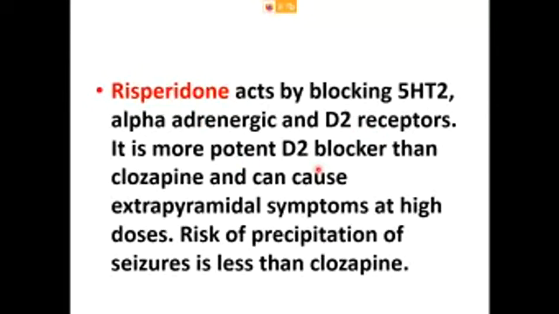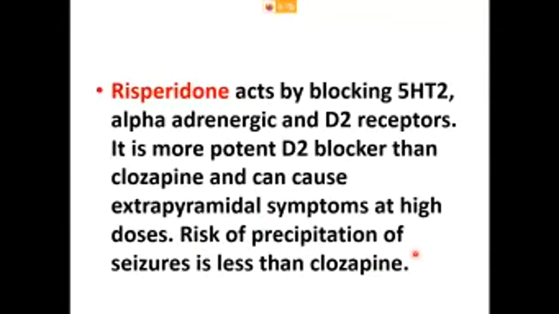Okay, the only atypical antipsychotic which has more potent D2 blocking activity is risperidone. So it is a more potent D2 blocker than clozapine. So they can cause extrapyramidal symptoms because they also block your dopamine receptors at high doses. And opposite to your clozapine, the risk of precipitation of seizures is less compared to clozapine.